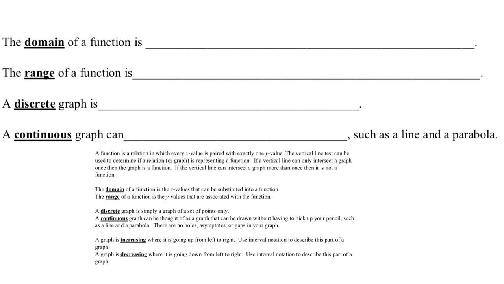The domain is going to be your set of x values, and your range are going to be your set of y values. We've discussed that before. And then we have discrete graphs and continuous graphs, and we have discussed those as well. So your discrete graph is going to be just simply a set of points. For example, if you had points graphed like this, that would be considered a discrete graph. And if you had a graph that connected those points, that would be considered a continuous graph.